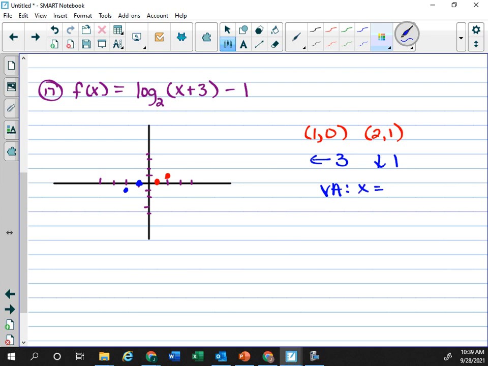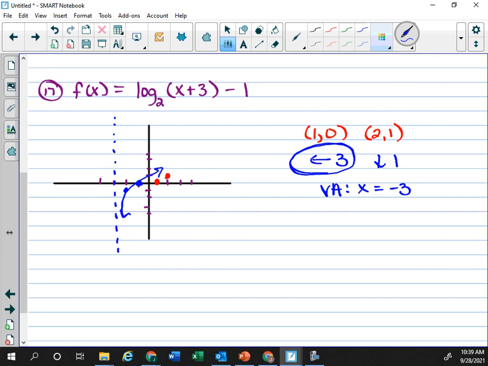Where is my vertical asymptote going to be? Negative 2? Ah, close. What do you think, Alex? 3. Yeah, negative 3, so you're close. It's always going to match the horizontal shift. So remember with exponentials, your horizontal asymptote matched the vertical shift. Here, the vertical asymptote matches the horizontal shift. I know that sounds tricky when you say it out loud. But if you shift left or right, that shifts your asymptote as well. And so there's your graph.